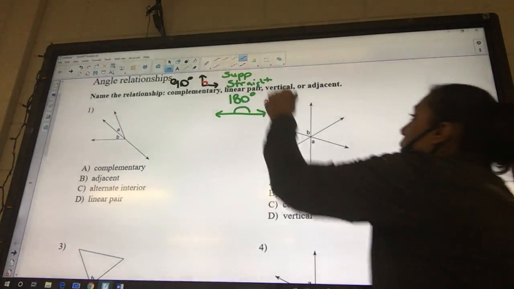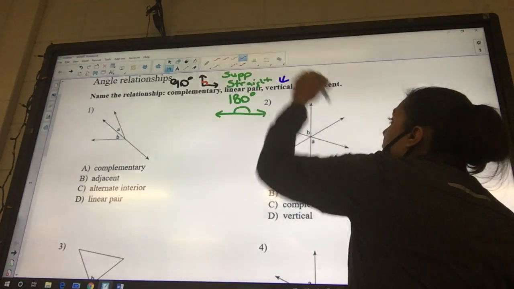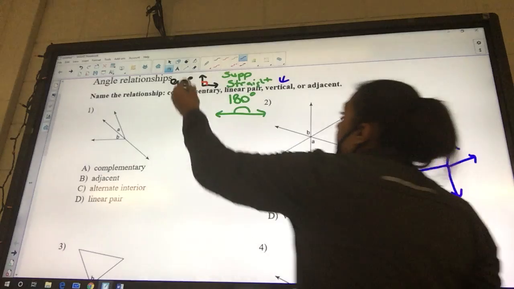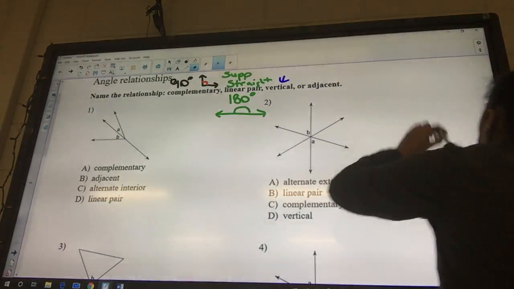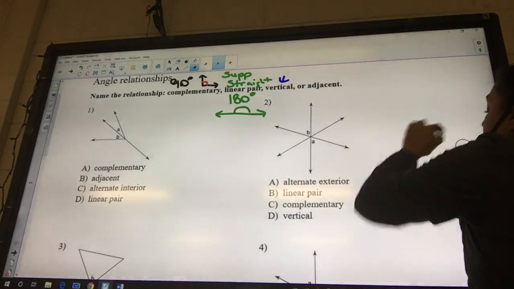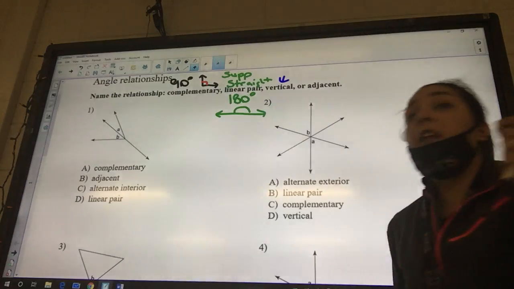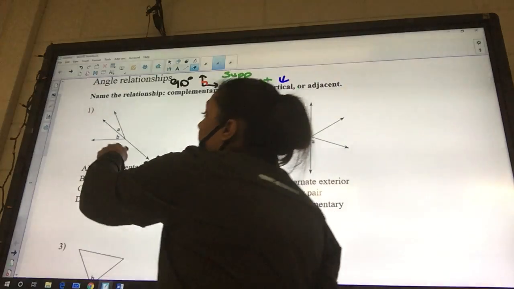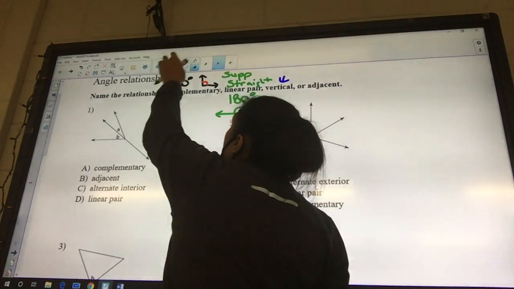Somewhere you need to make yourself a note that the vertical angles do need to be the same size and they need to be going in the opposite direction. Then adjacent is the one where I don't know what some of you were doing. An adjacent angle is where they share the same side. I can tell you right here that this one is an adjacent angle.